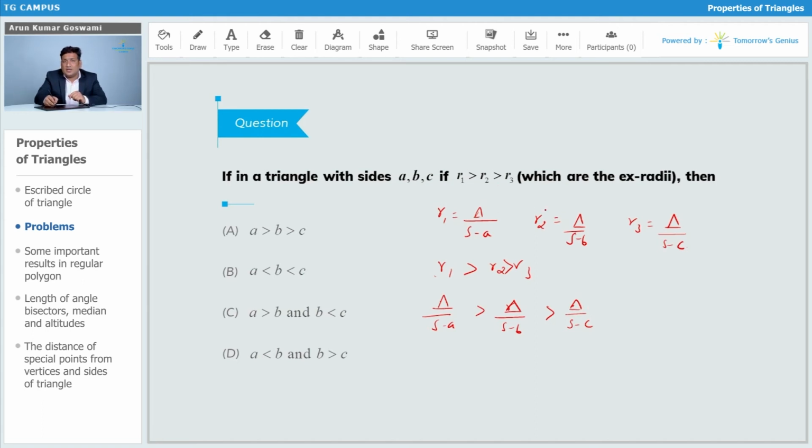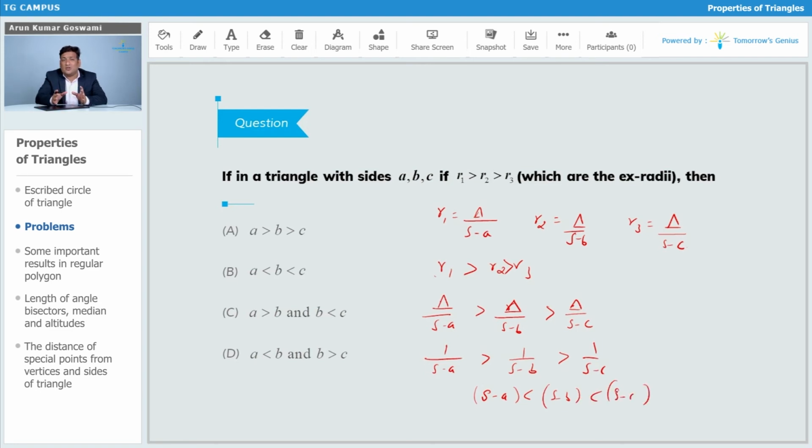Here in this case we know delta we can eliminate easily. So I'll get 1 by s minus a greater than 1 by s minus b greater than 1 by s minus c. If I want to write this whole inequality in terms of s minus a, s minus b, s minus c, instead of 1 by s minus a, 1 by s minus b, 1 by s minus c, the inequality will change itself. So I can write this directly as s minus a lesser than s minus b lesser than s minus c.